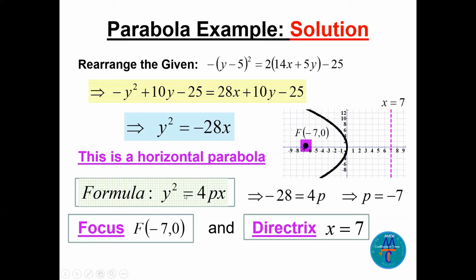And we know the formula for this horizontal parabola is y squared equals 4px. That's the formula here. So y squared is y squared, x is x. That means minus 28 is equal to 4p, the coefficient. Divide by 4 and p will be minus 7. So it's opening to the left. Okay, so the focus is now minus 7, 0 on the x-axis, and the directrix is the line x equals 7.